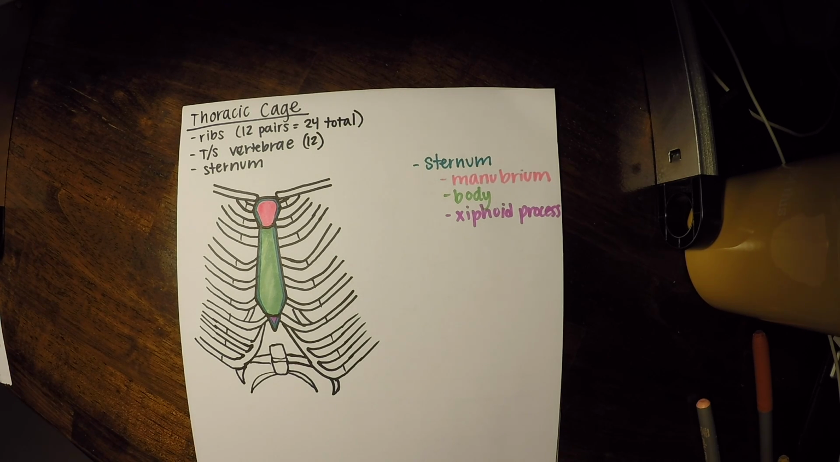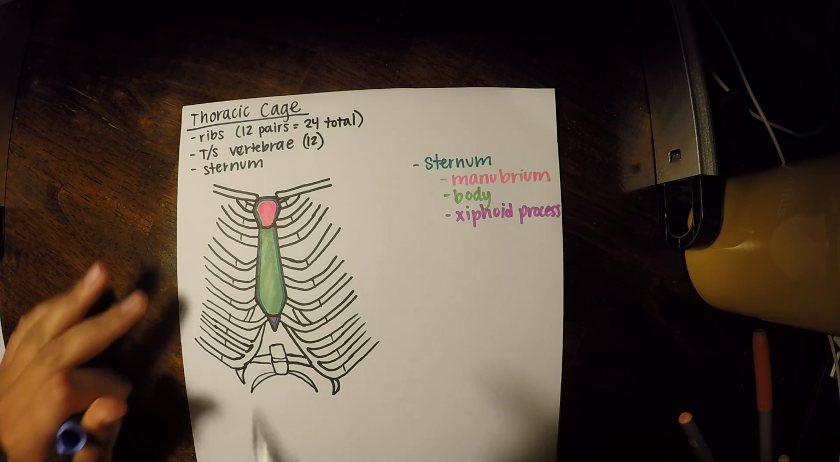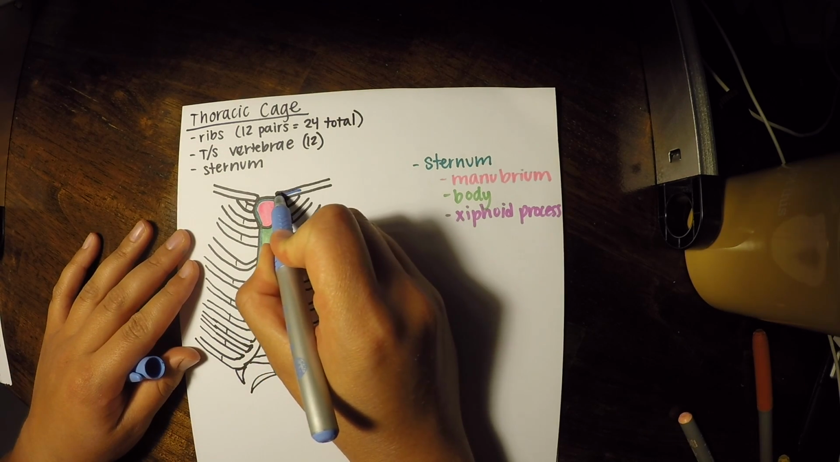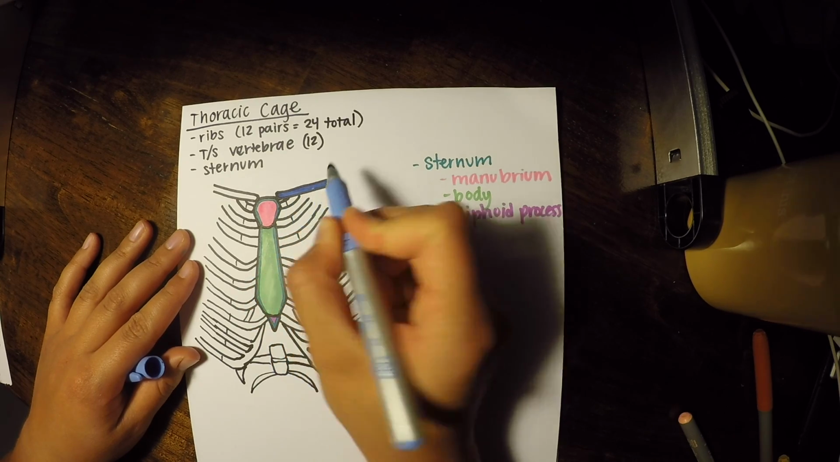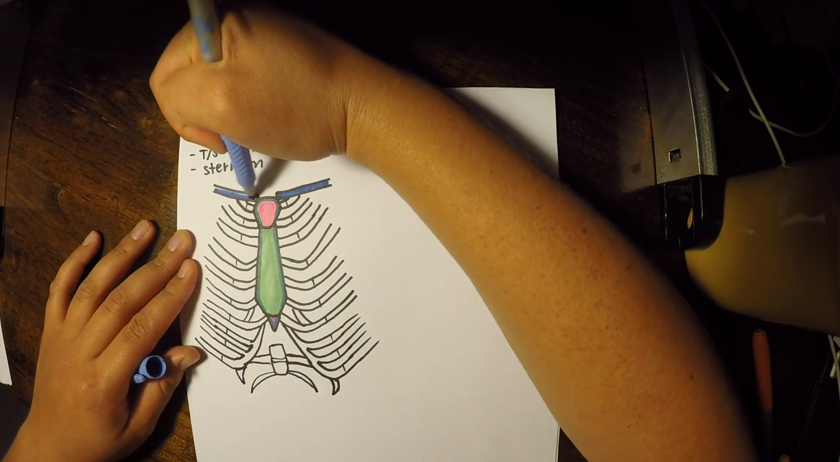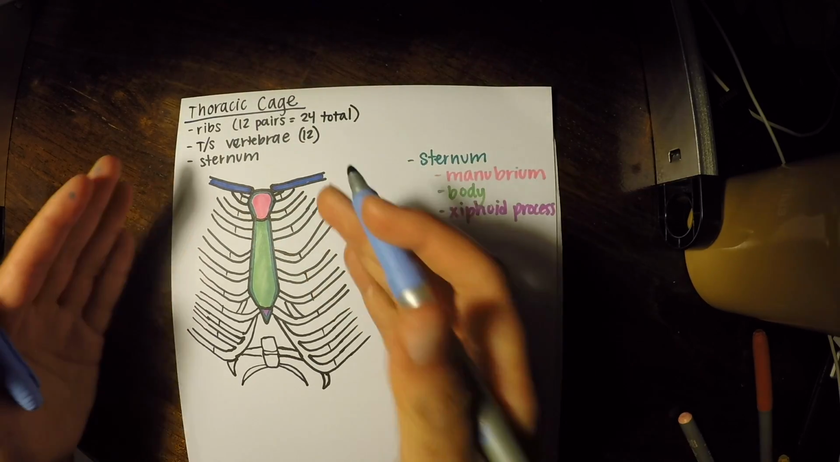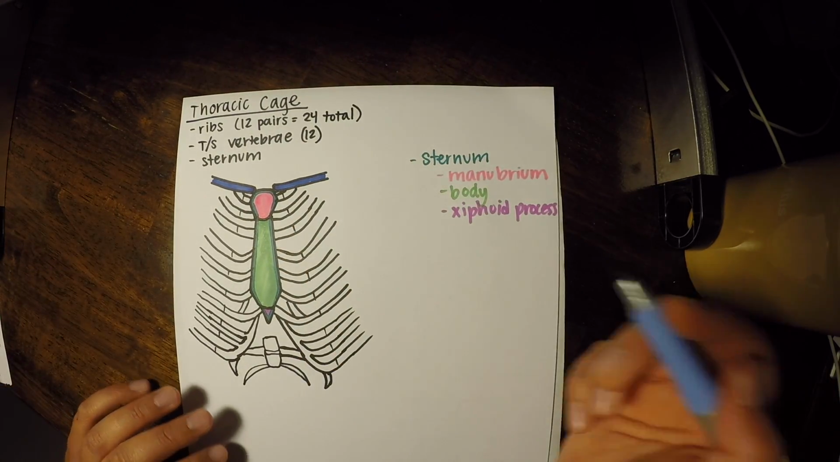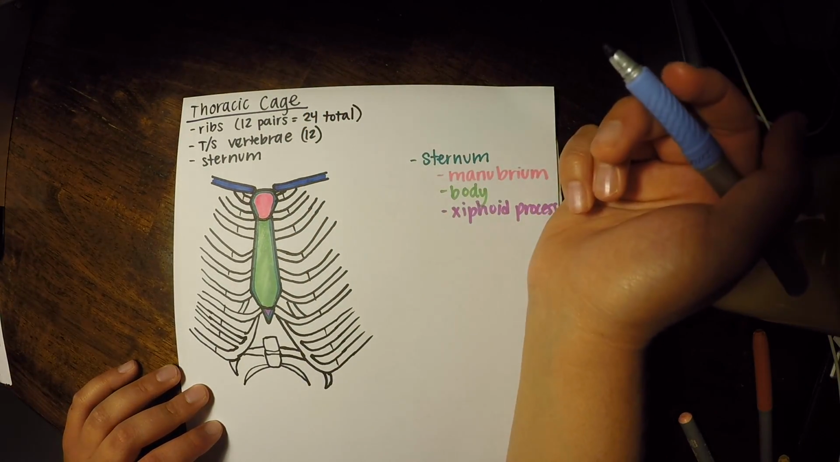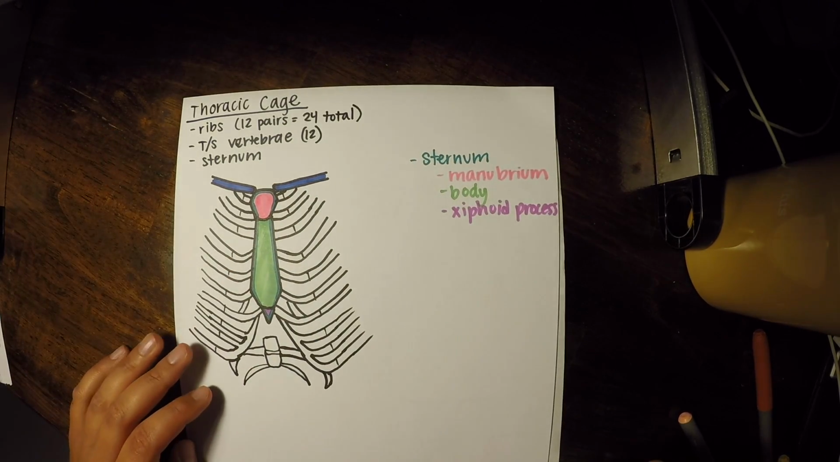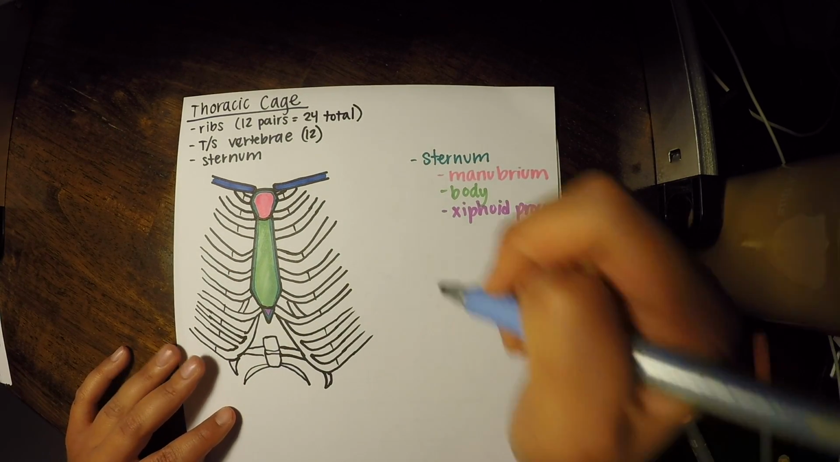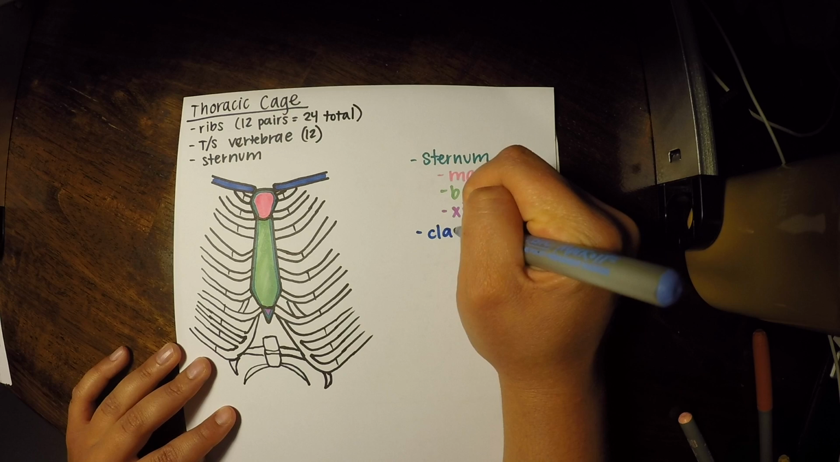Now we have something up at the very top that's attaching to our sternum, and that is our clavicle. Sometimes people call it our collarbone. So that's on both sides. And obviously this isn't cut off, but I just stopped drawing towards the sides because it makes it a little bit easier for us if we don't have to draw the rest of the full rib cage. Alrighty, so we have our clavicle.